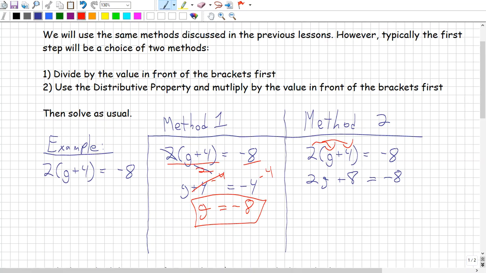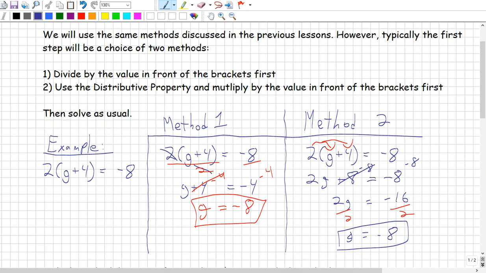My first step is to subtract 8 on both sides. That's going to get rid of the 8 on this side. It's going to leave me with negative 8 minus 8, which is negative 16, and 2g on the left-hand side. Then my final step is to divide, because 2 is being multiplied by g, so the opposite operation is to divide on both sides. Now I'm left with g equal to negative 16 divided by 2, which is negative 8. So I get the same answer as I did on the left, just using a different method.